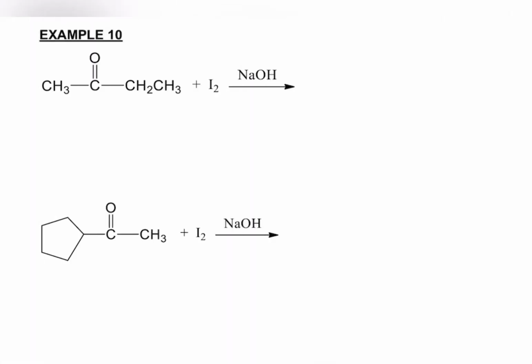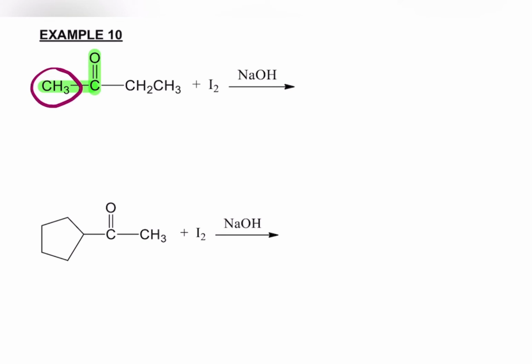Let's try one example with me. Example 10, I have two structures here. Let's go to the first structure. You have to identify whether you have a methyl carbonyl group. As you see from here, I have this one bonded to this one. So this is my methyl carbonyl group. So I can show the positive result where the part that I circle here will be changed to O minus and Na plus. So I'm going to draw my structure in another form.